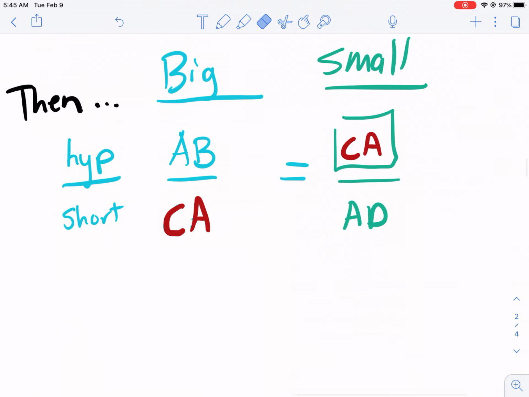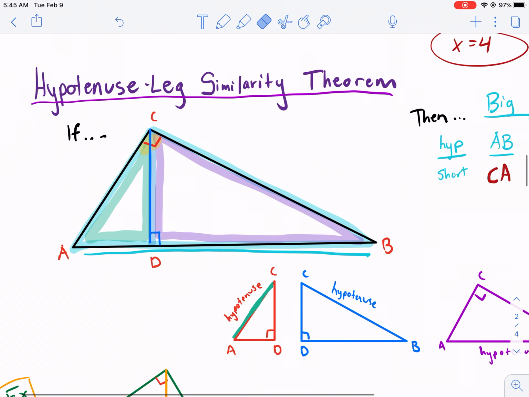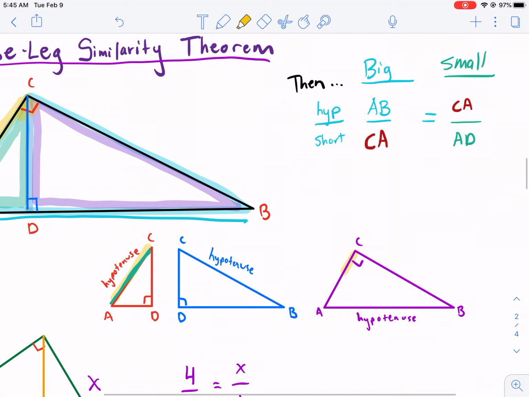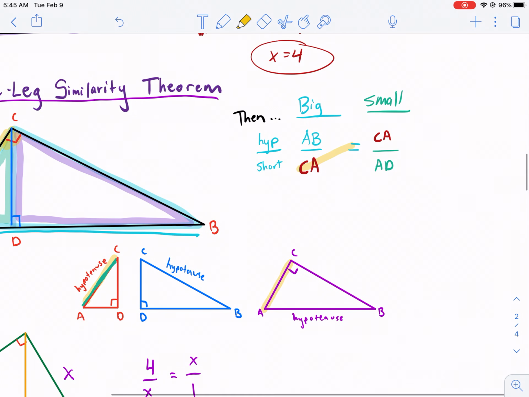And I can make a comparison where there is a shared side. The shared side in this case is right here. It is the short side of the big triangle, and it's also the hypotenuse of the small triangle, okay? They share that in common. We have a geometric mean, okay?